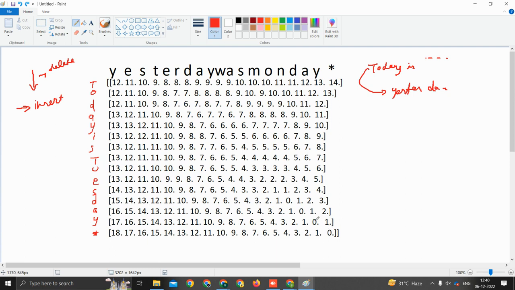Y and Y, it was a match. So it was going like this, right? A and A was a match, and then D and D was a match. This much is fine, right? And then it was S and N, so that was the minimum plus one. N and S, I think that's a substitution, right? Yes, it was minimum plus 1. I think this is where the substitution part comes in.